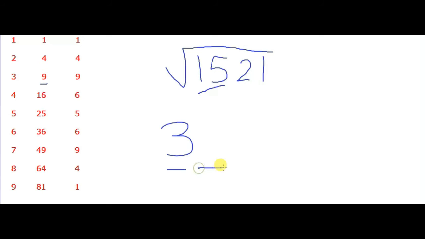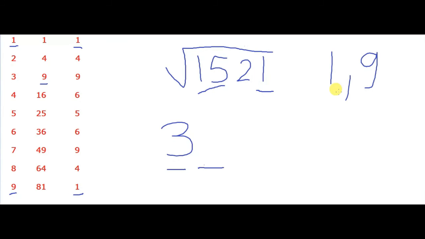So we have to find the second digit of our answer. For finding the second digit, we have to consider the last digit of this number, that is 1. Find this 1 in the last column. 1 is here and another 1 is here. Consider the number corresponding to this 1 in the first column, that is 1, and the number for this 1 in the first column, that is 9. So we have two answers, that is 1 and 9.